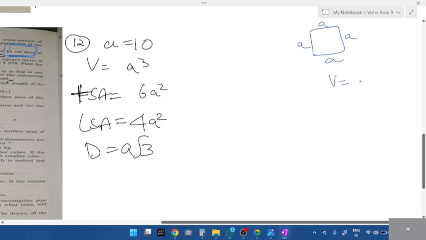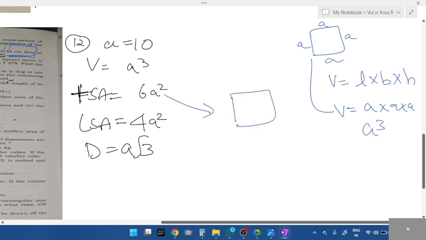So volume of a cuboid. What did we write for volume of a cuboid? Length into breadth into height, because the values are different. When you take a cube, a into a into a, everything is the same. What is a into a into a? A cube. Next, total surface area.